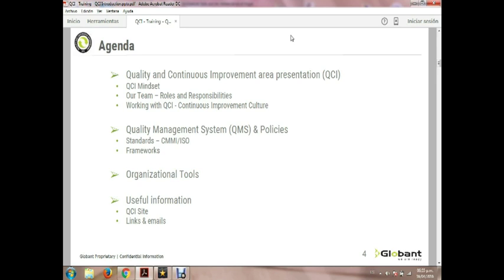Third, we will present to you the organizational tools that give support to the quality management system. And finally, we will show you Globant Processes site so you can understand its structure and the organization of information in order to facilitate your own exploration. Before finishing, we will show you some shortcuts to all the mentioned information.